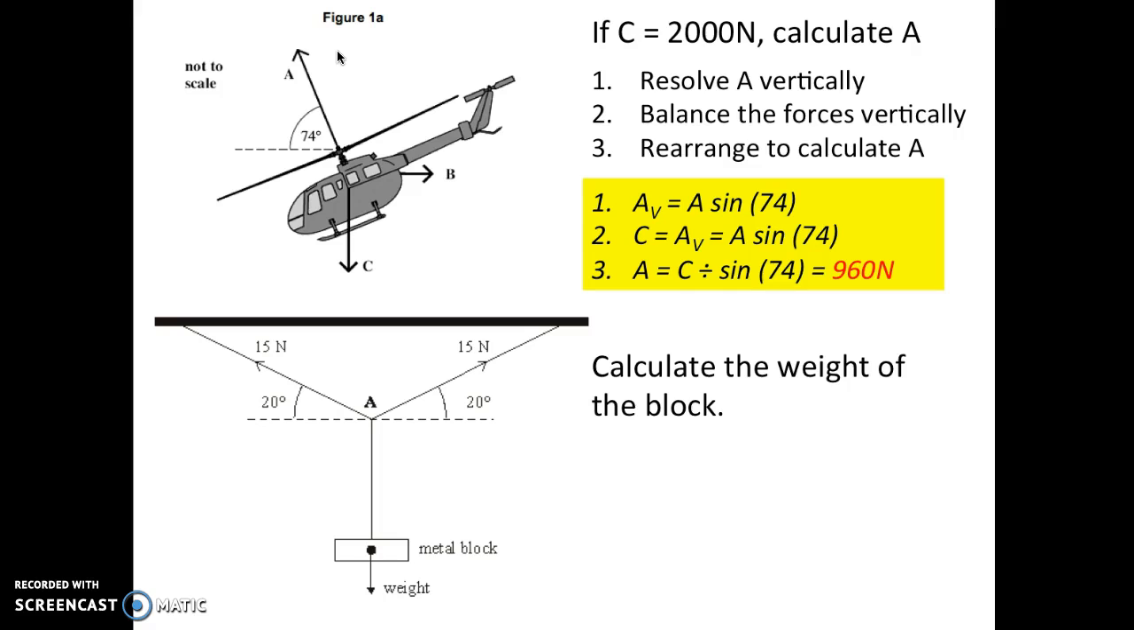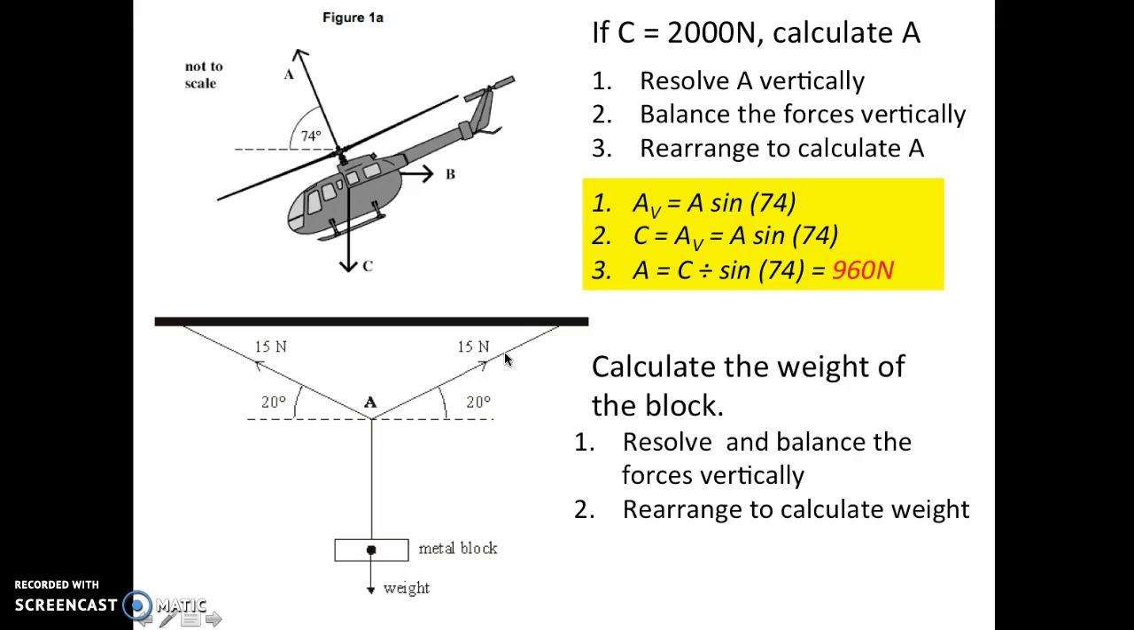Okay, another problem for you. Calculate the weight of the block that is suspended from 2 pieces of wire, each with a tension in them of 15 newtons. Steps are going to be very similar. Resolve and balance the forces vertically, and then rearrange to calculate weight. Can you please calculate the weight of the block?